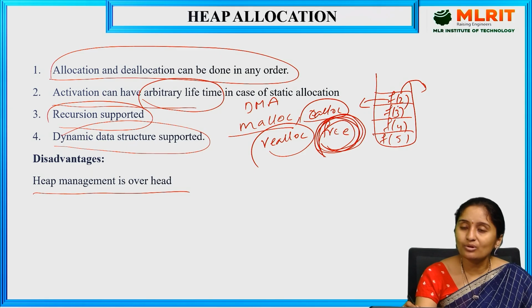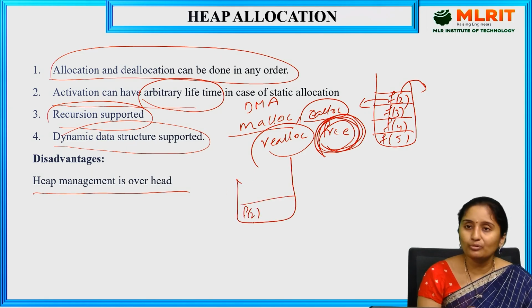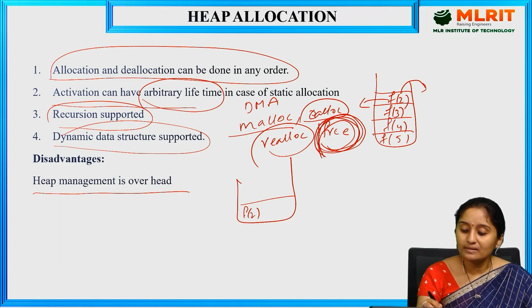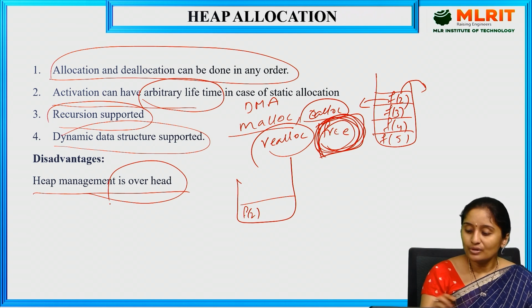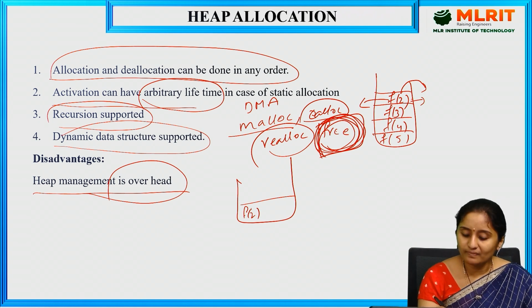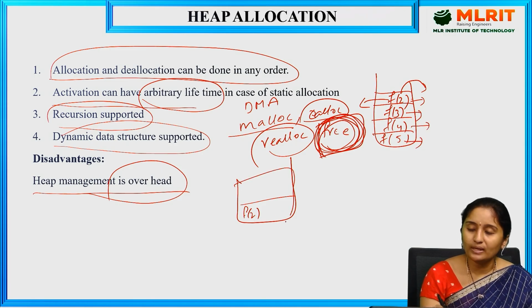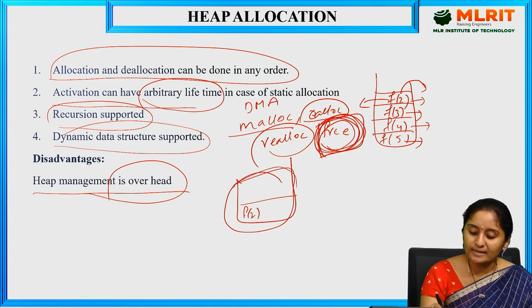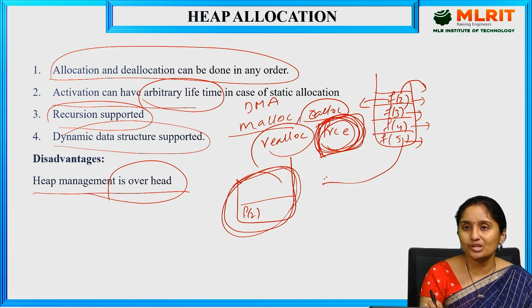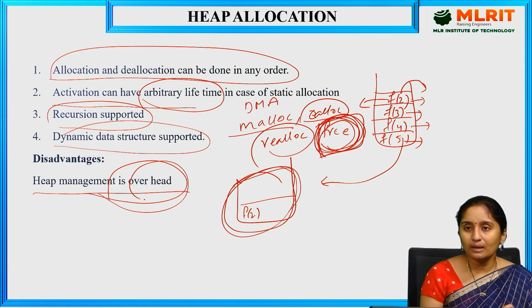If the memory is not removed in the RAM, memory will stay allocated for fact of 2 in the same way until and unless I free that space. That is heap management overhead. If I don't free this space, it is still there in the memory. In the same way for fact of 3, fact of 4 and fact of 5, all the memory is there. When one more function or program comes for execution, this space is totally filled with these activation records. So heap management is overhead. This is about the heap allocation.